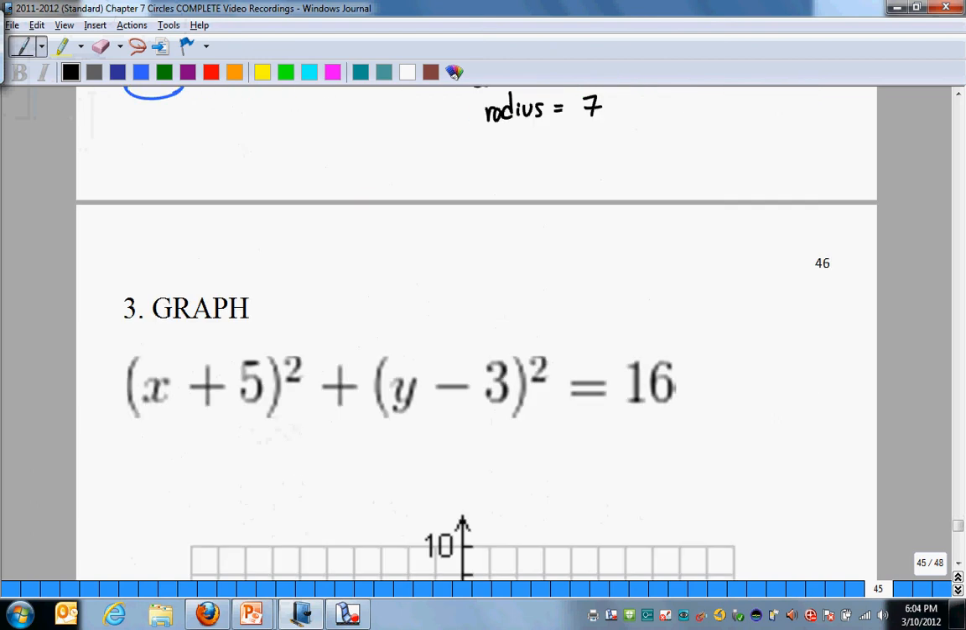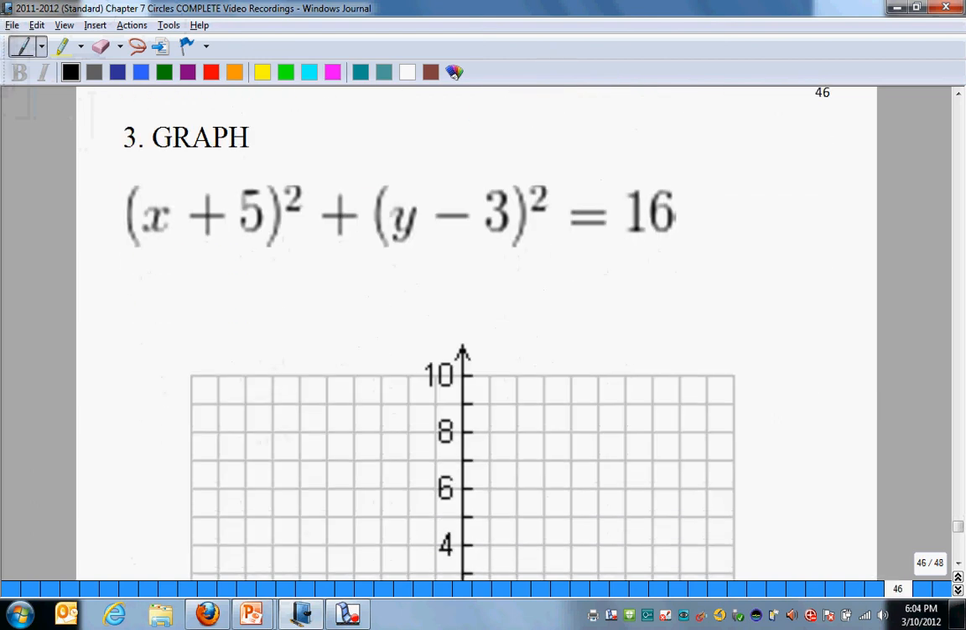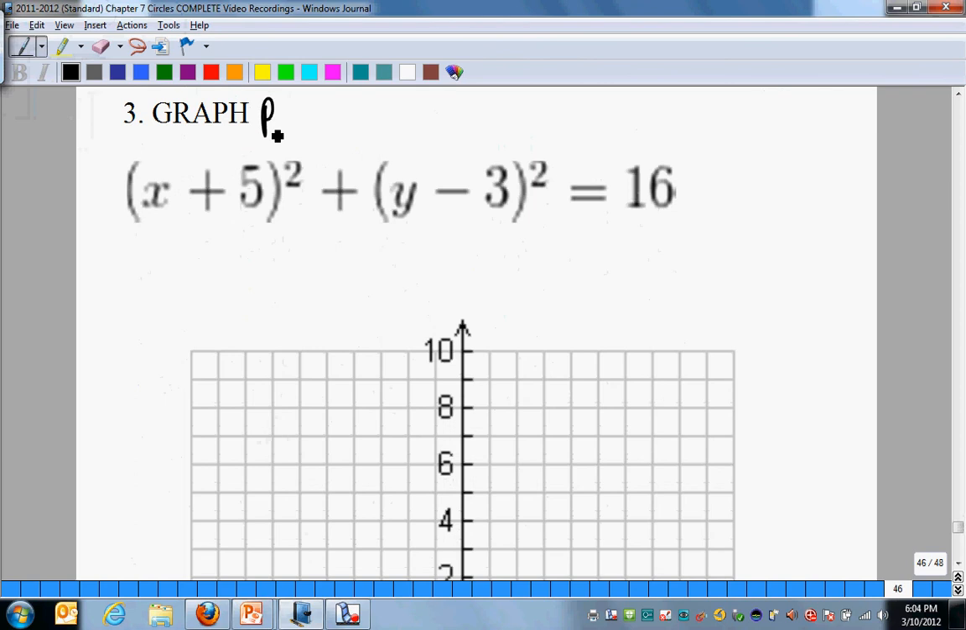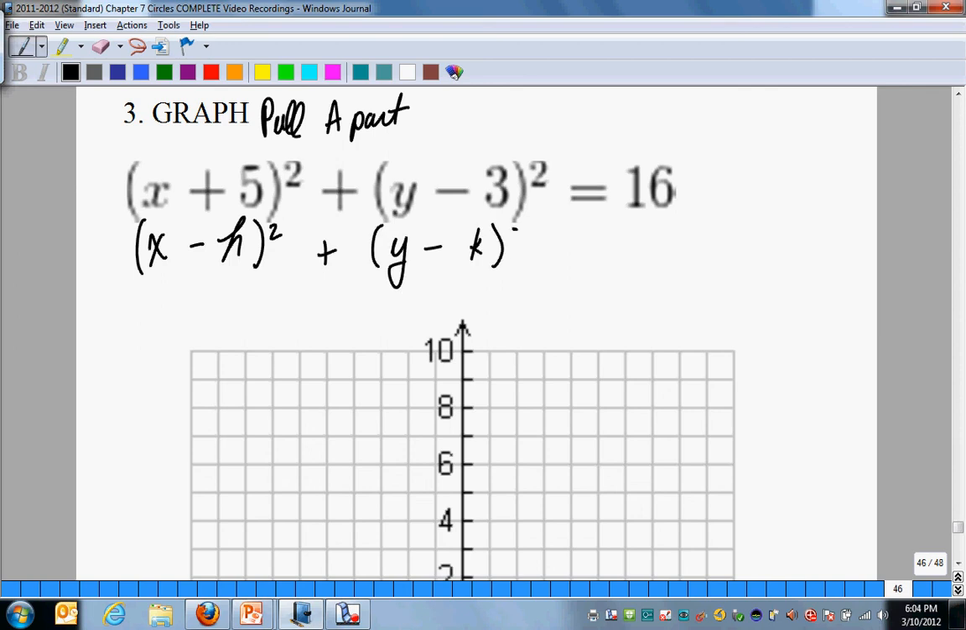Last step is we're going to learn to graph. Now, in order to graph, we first need to pull apart. That's why we learned that skill first. So I'd like you to write the equation right underneath: x minus h squared, y minus k squared equals radius squared. So we want to get our circle center, which is our h, k, and our radius. We want to pull those apart.